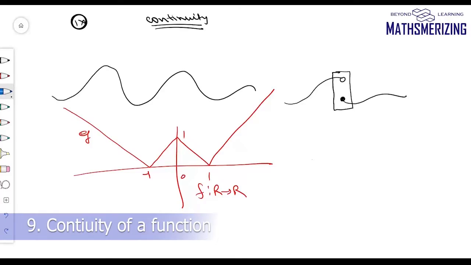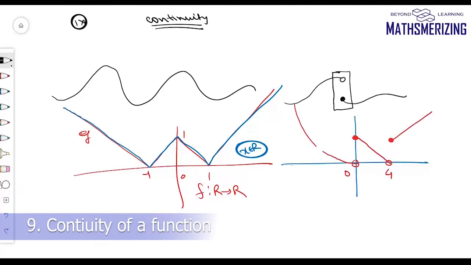So if I'll try to draw this graph again, I don't need to lift my pen, right? So that means I'll say this function is continuous for all real numbers. So this is continuous in all x belongs to R. Now what about this one? Now if I'll try and draw this graph, my pen is going to lift at x equals to 0. And if I'll draw it again, now again my pen is going to lift at x equals to 4. So that means this function is discontinuous at x equal to 0 and x equal to 4.